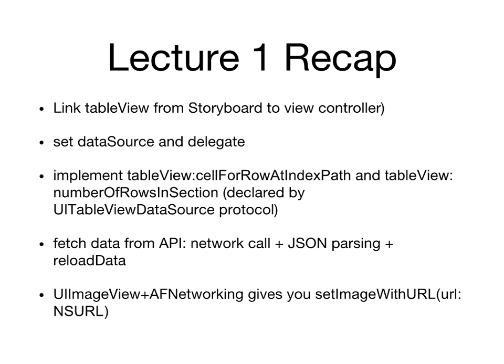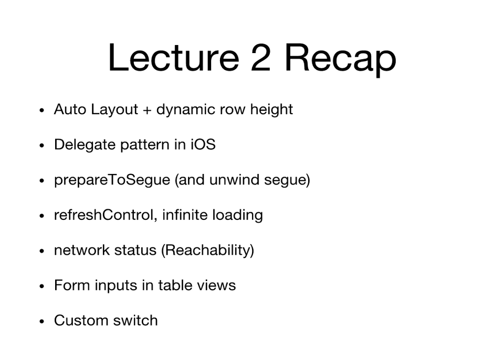And we learned how to use CocoaPods to install third-party libraries like AFNetworking to utilize functions like setImageWithURL for the image view, right? And then in lecture 2, this was about auto layout, and then we had the dynamic row height. So what are the two lines we need to add for the table view? Yeah, estimatedRowHeight, and then another one is tableView.rowHeight, which is UITableViewAutomaticDimension.